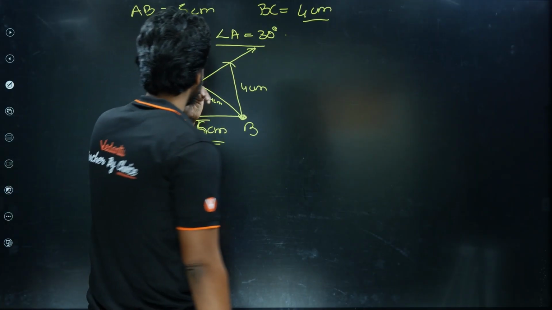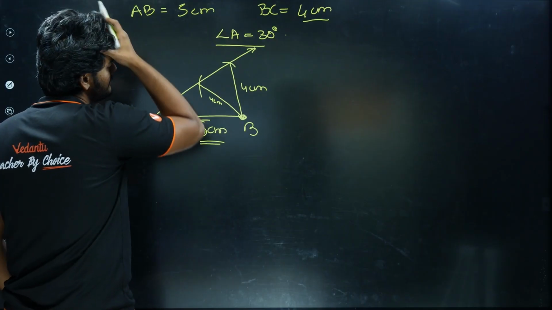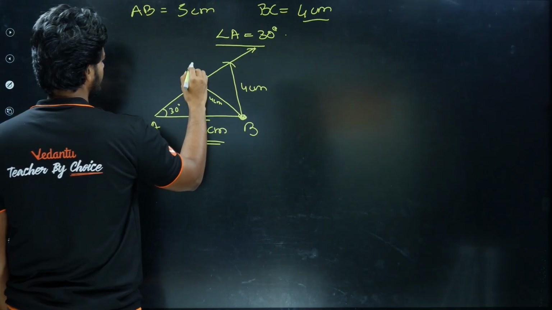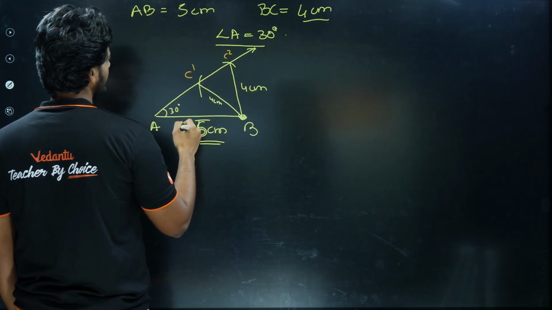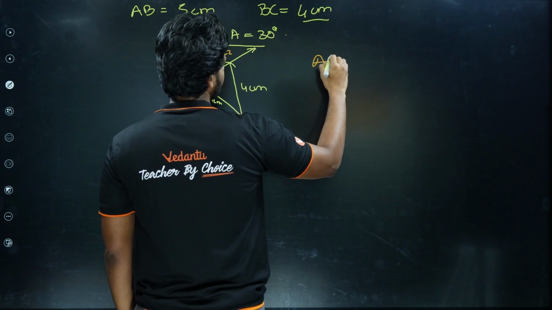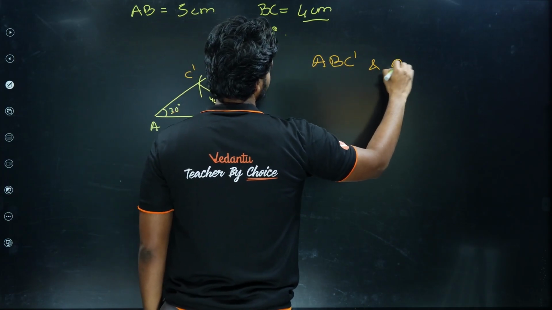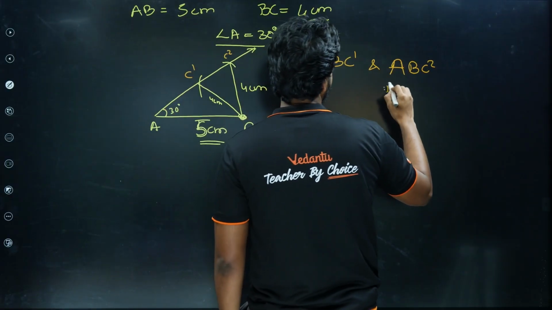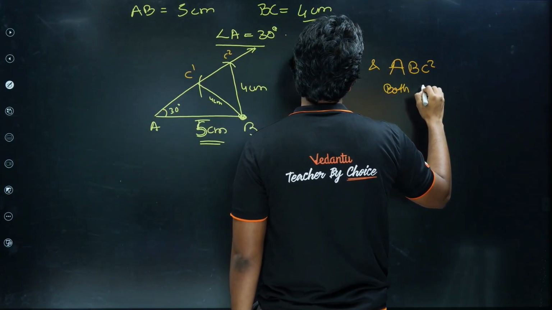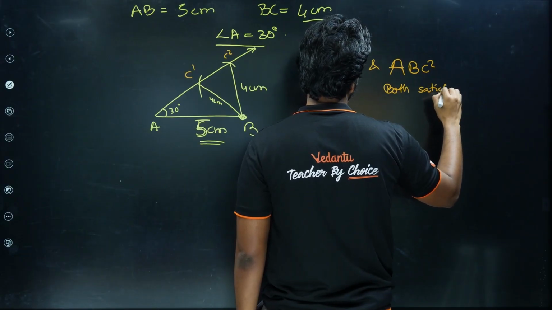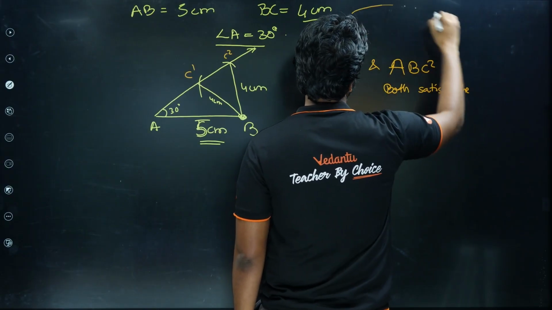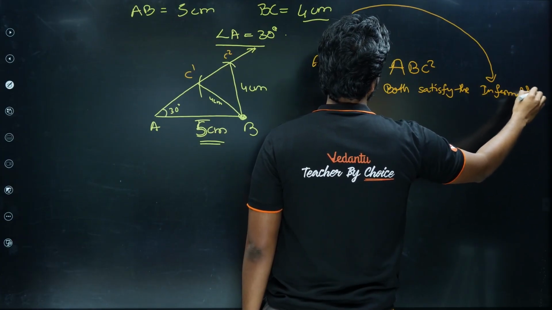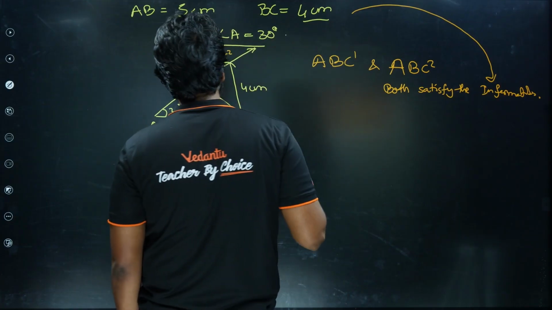Now, this is very interesting, and this gives us 2 points, C1, C2. So we have ABC1 and ABC2. Both satisfy the construction. Both satisfy the given information. Right? So this is not unique.